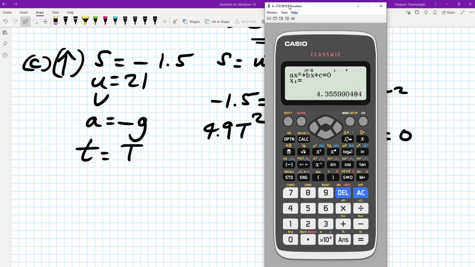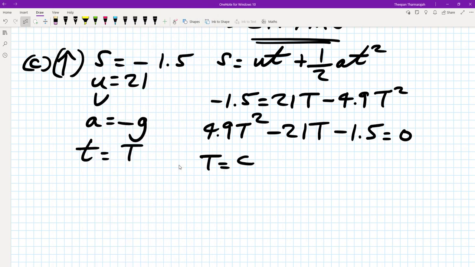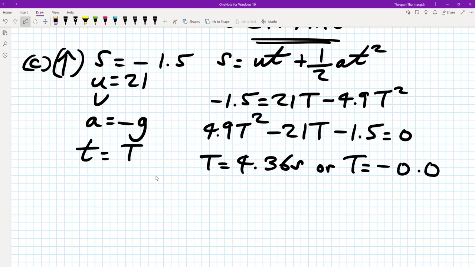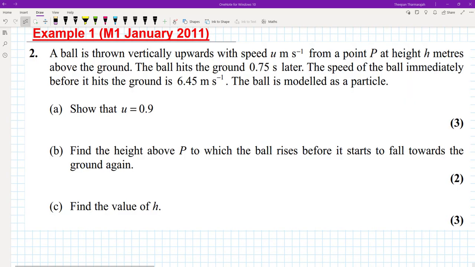So the first solution will give me 4.36. So I'm going to get T equals 4.36 seconds, or T equals minus 0.07, which is invalid. So the solution we want is T equals 4.36 seconds. Here's a question for you to try. You can pause the video, and when you're done, I will go through my worked solution.